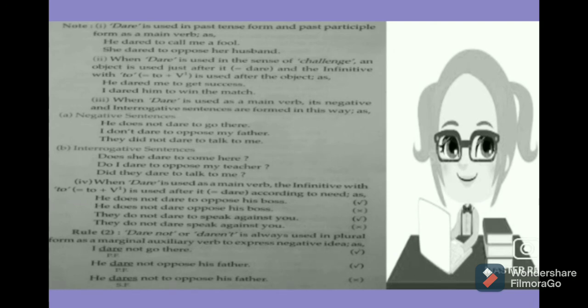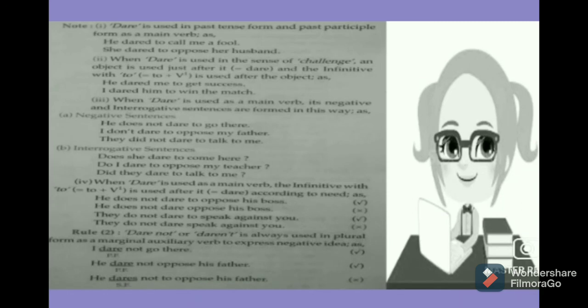Fourth point. Let's see the fourth point. When dare is used as a main verb, the infinitive with to is used after it according to need. As, he does not dare to oppose his boss. It's a correct sentence. But if you write, he does not dare oppose his boss, if you don't use the infinitive with to, your sentence will be incorrect. Let's see the next sentence. They do not dare to speak against you. This sentence is correct. But if you write, they do not dare speak against you, the sentence will be wrong.